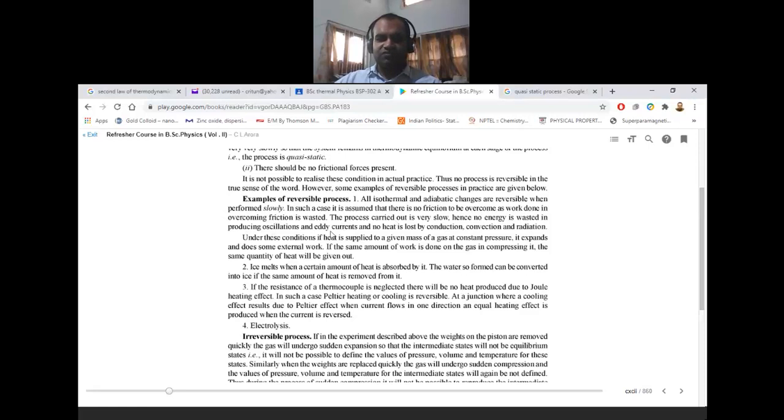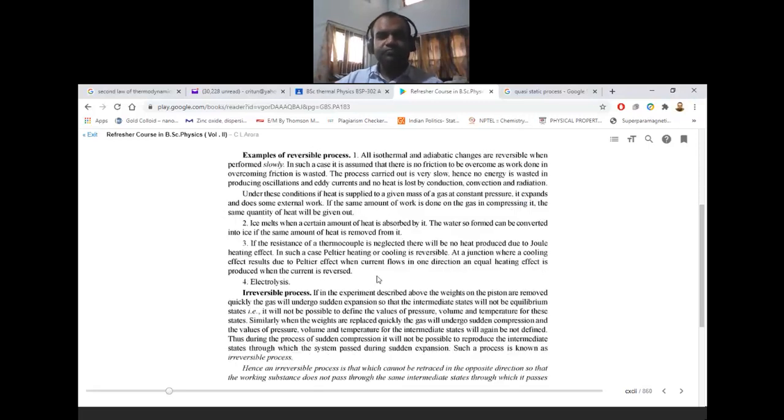So the process carried out is very slow. No heat energy is wasted, producing oscillations and eddy currents, etc. And no heat is lost by conduction, convection or radiation. So no work should be done against friction, and no heat should be lost by any of these heat transfer mechanisms. So the processes may be isothermal and adiabatic, but they have to be carried out very slowly.